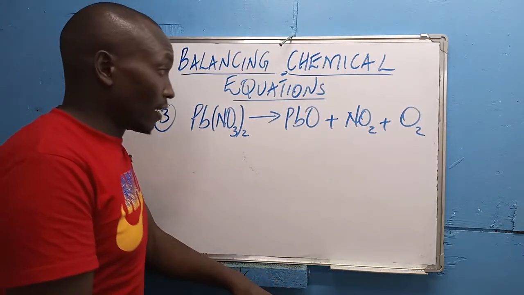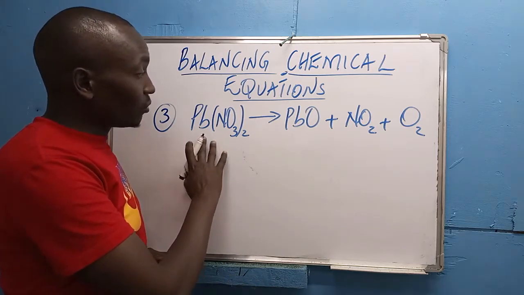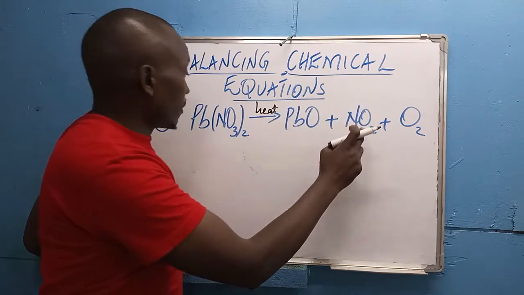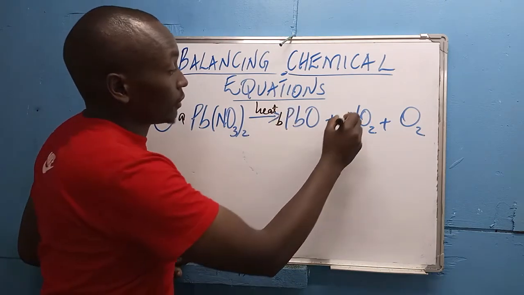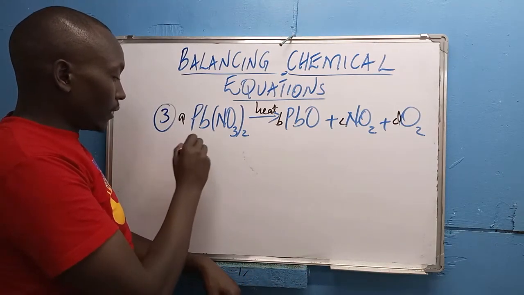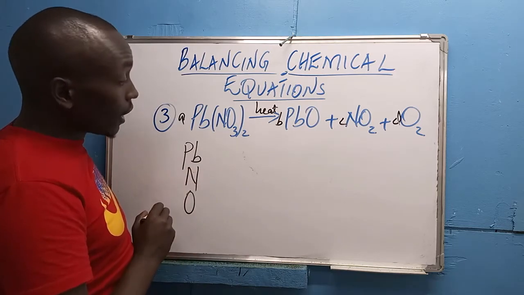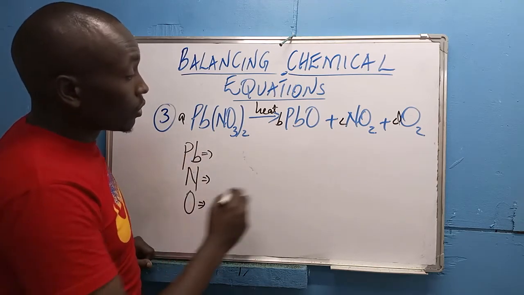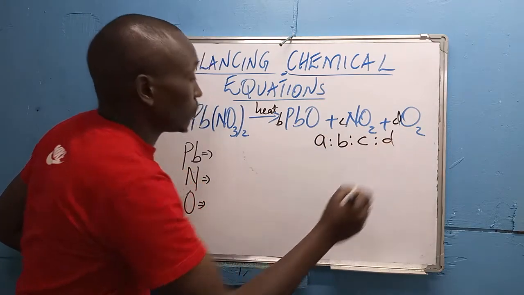The next equation I wish to balance using that algebra method is where lead-2 nitrate is heated and it decomposes to give you lead-2 oxide, then nitrogen 4 oxide and oxygen. Again, I attach my letters there, A, B, C, D. Then I start adding up. Remember, I have lead atoms. I also have the nitrogen atoms. I have oxygen atoms. Yes, I have the 3 types of atoms. My aim is to establish the ratio A to B to C and to D.